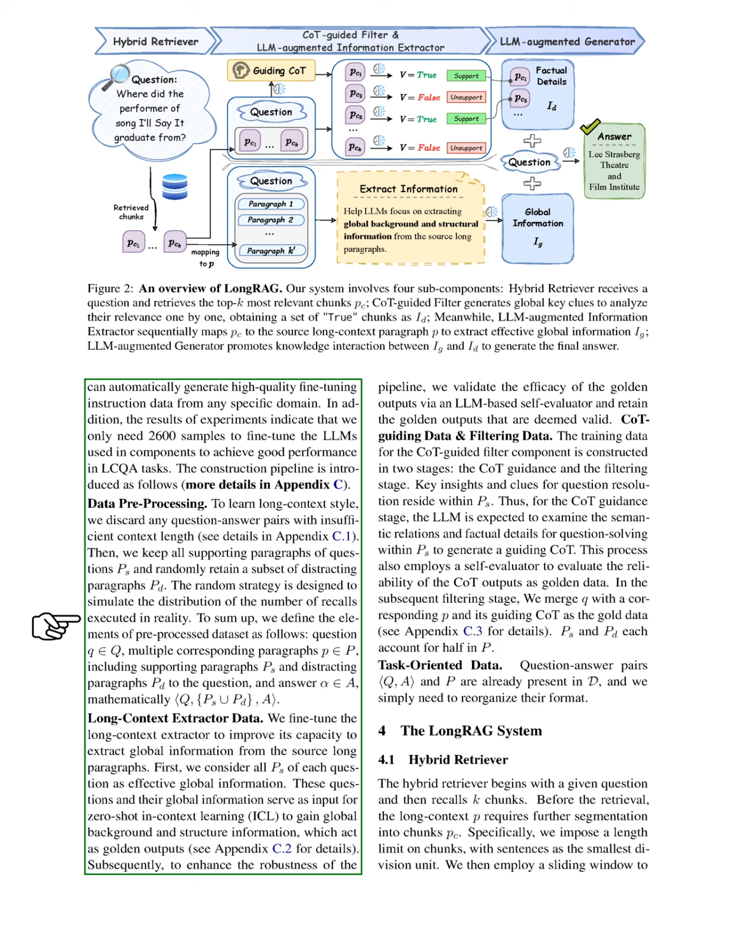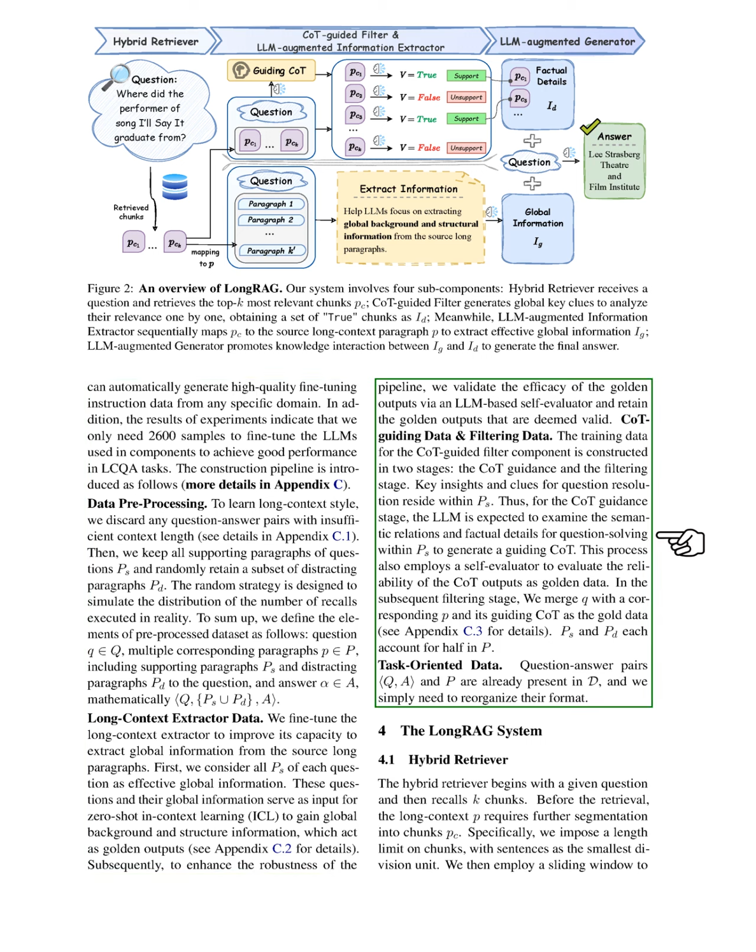In our data pre-processing phase, we eliminate question-answer pairs with insufficient context and retain supporting and distracting paragraphs to reflect real-world recall distributions. We define our pre-processed dataset elements, including questions, corresponding paragraphs, and answers. For the long context extractor, we fine-tune it to better extract global information from source paragraphs. We treat all supporting paragraphs as effective global information and use them for zero-shot in context learning to establish a strong foundation for our outputs. We validate these outputs with a self-evaluator to ensure their reliability.